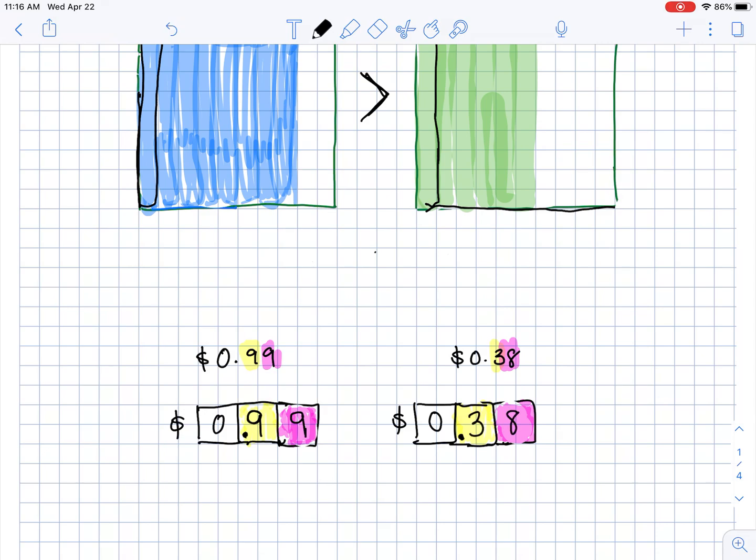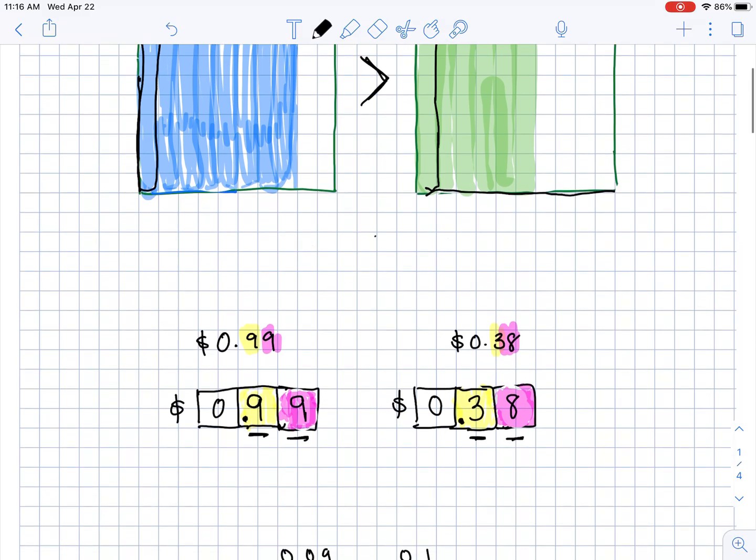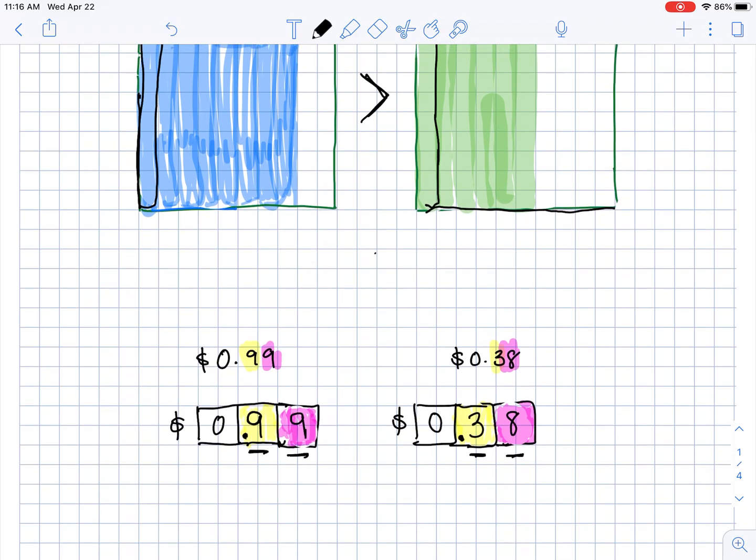So let's fill it in. We have 3/10 and 8 hundredths. Now, you say, Mrs. Kornthal, I didn't need to do that because I already know that 99 cents is more than 38 cents. Good. Keep that in your brain. We'll use that later. But what do we see here? This has 9/10 and 9 hundredths, 3/10 and 8 hundredths. I would say it like this: 99 hundredths, just like 99 cents and 38 cents. Which is bigger? 99.